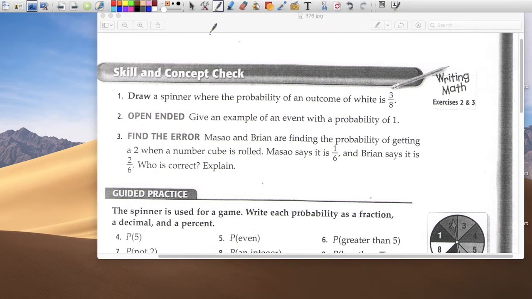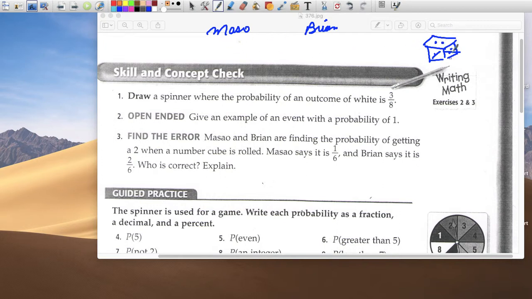It says here, so question 2, Masao and Brian. So Masao and Brian are finding the probability of getting a 2 on a number cube. So a number cube has 6 sides, right? And let me just make this, that's 2. The other one, this is 1. This could be 1, 2, 3, 4, whatever. So there's only one 2, right?